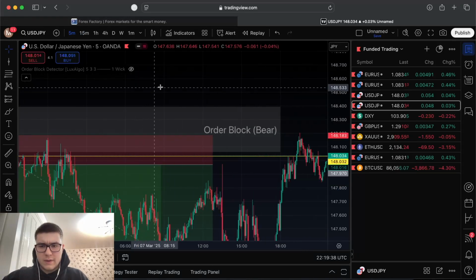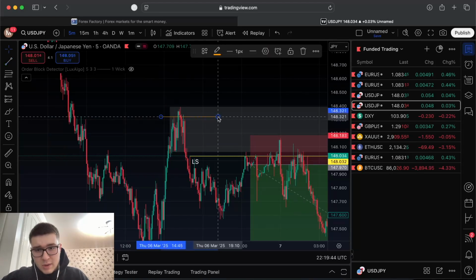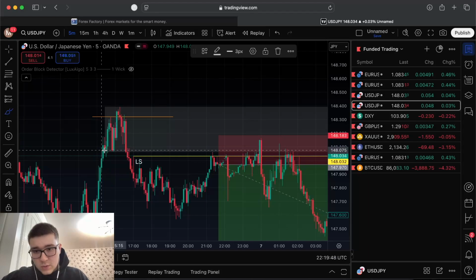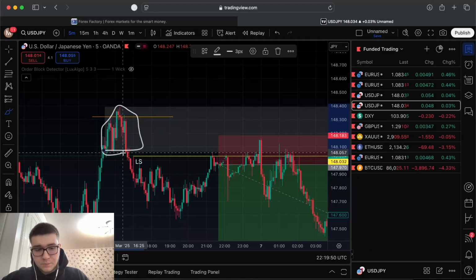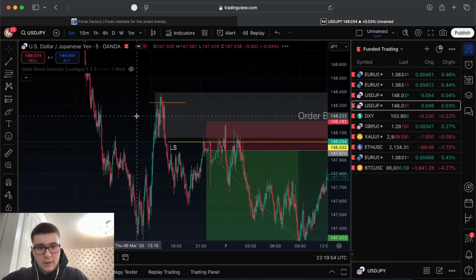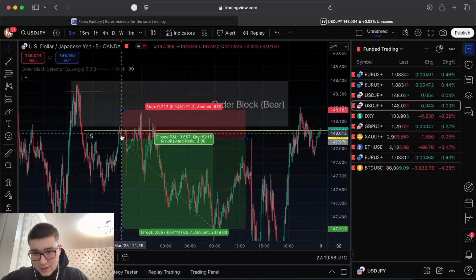No, let's go to the 5 minutes actually. So we had this nice liquidity sweep just here of this high. You might be asking, why are you talking about this high? However, this is how I found this order block just here, or this previous price action. So we had this order block here, a bearish order block. And we tapped into the order block and started reversing.